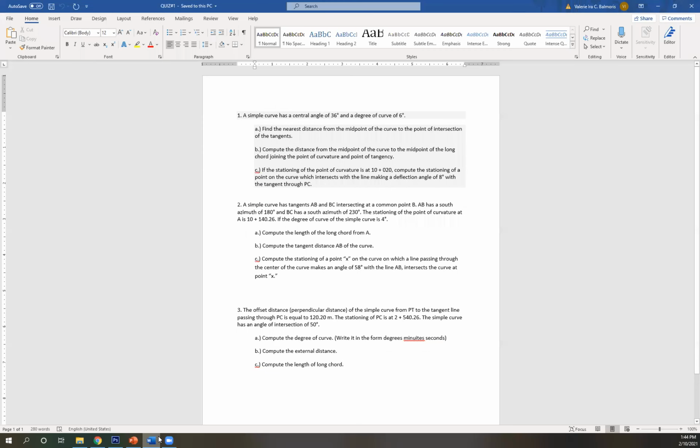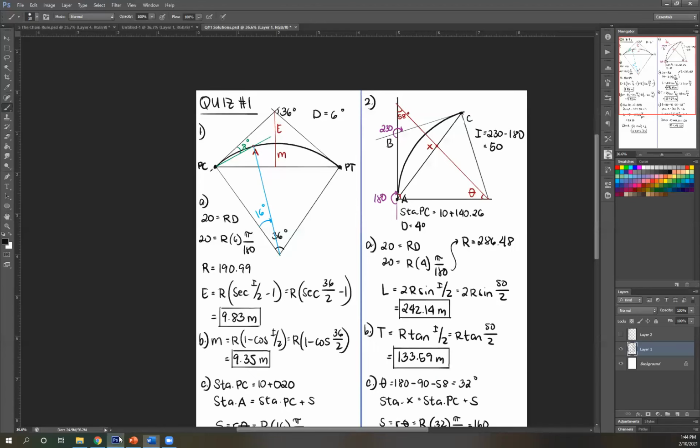Next, let's move on to number two. A simple curve has tangents AB and BC intersecting at a common point B. AB has a south azimuth of 180 and BC has a south azimuth of 230. The stationing of the point of curvature at A is 10 plus 140.26. If the degree of curve of a simple curve is 4, let's start with letter A. Compute the length of the long chord from A.